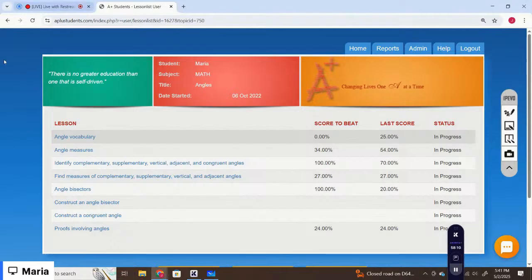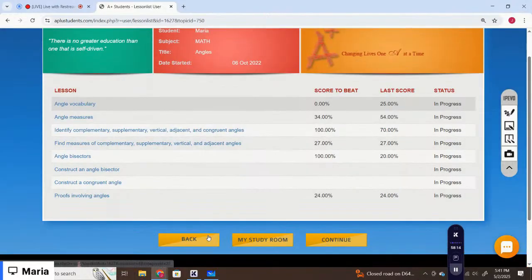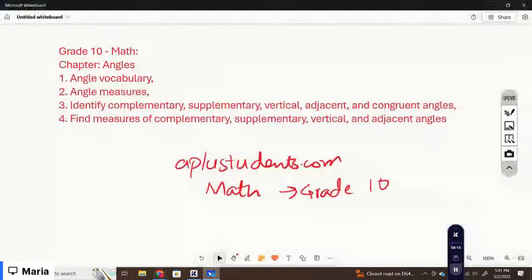So we're working on grade 10 math. The chapter we're working on is angles. The lessons we have covered today are angle vocabulary, angle measures, identify complementary, supplementary, vertical, adjacent, and congruent angles, and find measures of complementary, supplementary, vertical, and adjacent angles.